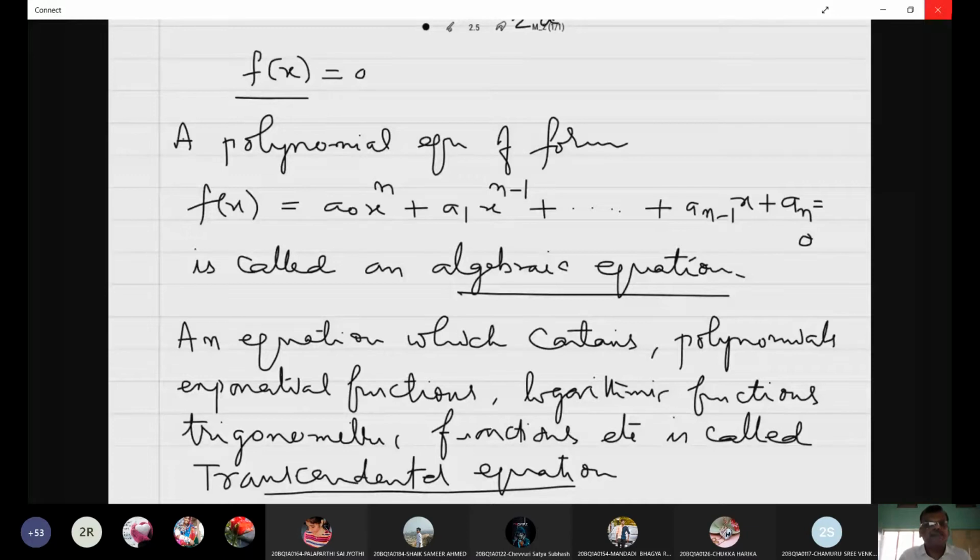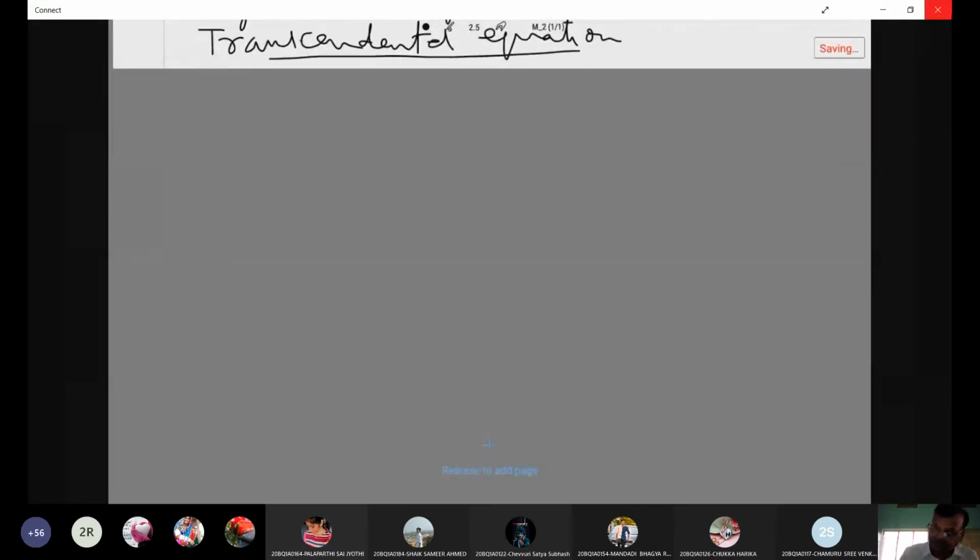Suppose an equation consists of polynomials and exponential functions. Exponential functions mean e power ax, e power 3x, e power 4x, e power minus 2x, like that. And logarithmic functions, log x base 10, like that. And trigonometric functions like sin x, cos x, tan x, which are known as transcendental equations. Let us see some examples.